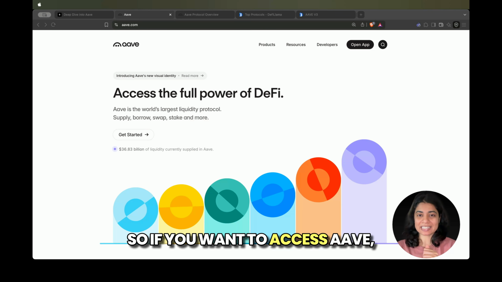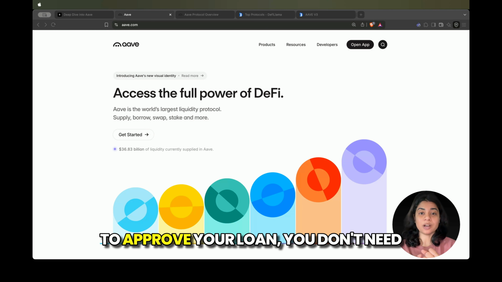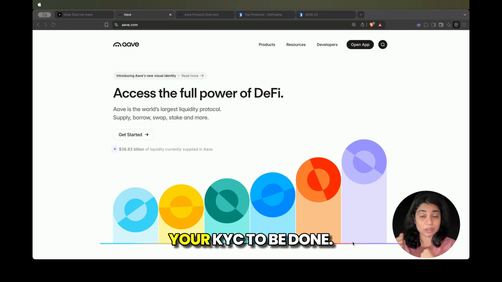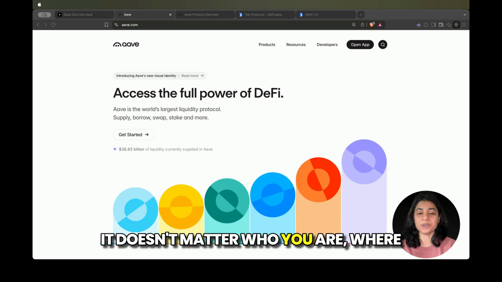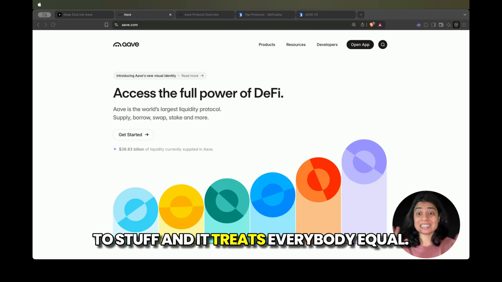So if you want to access Aave, what you need is a wallet and an internet connection. You don't need a bank to approve your loan. You don't need your KYC to be done. This is the best thing about DeFi. It doesn't matter who you are, where you are. It just allows access to stuff and it treats everybody equal.